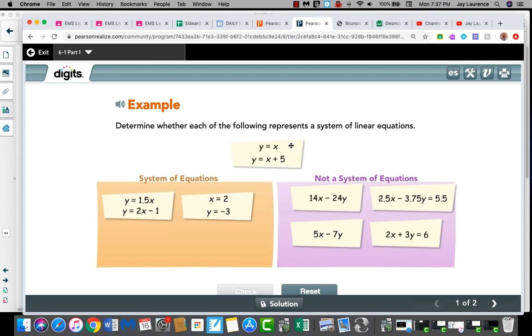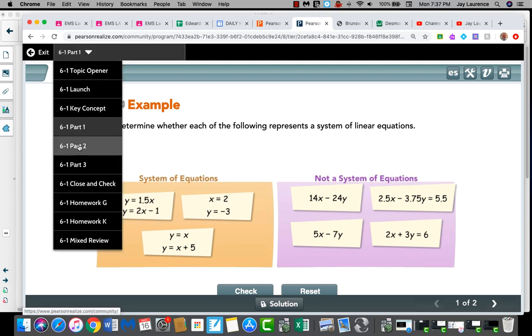Y equals x, which literally means y is the same as x. So if you say x is 3, y is 3. If x is -17, then y is -17. If x is porcupine, y is porcupine. No fooling. And then y equals x plus 5. That's two linear equations. It's a system. All right, moving right along.